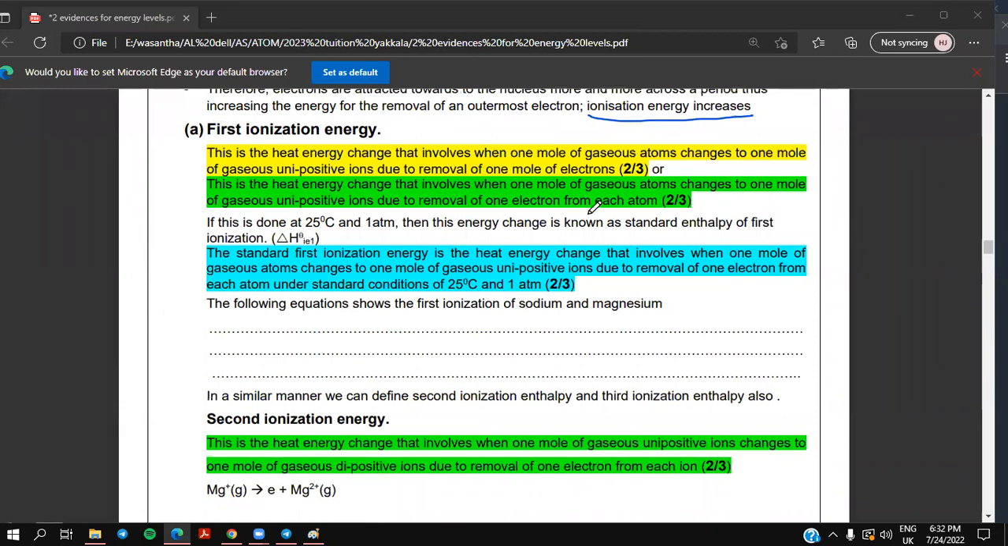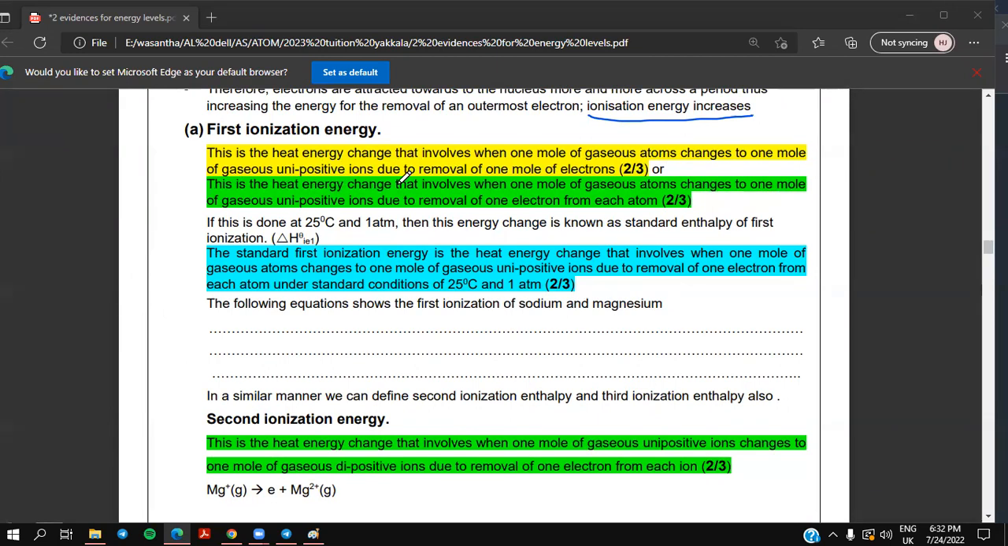Let's start discussing the idea of first ionization. In the earlier lesson, I talked about the meaning of ionization energy. Now you see first ionization energy. This is a heat energy change that involves when 1 mole of gaseous atoms changes to 1 mole of gaseous unipositive ions due to removal of 1 mole of electrons. The same thing we can write like this also.